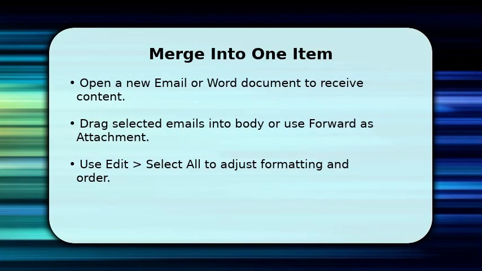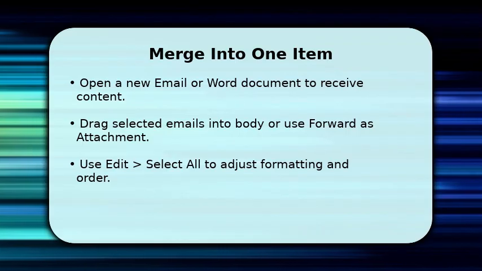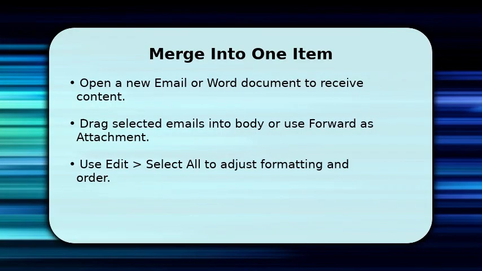Now merge content. Open a new email or a blank Word doc as the destination. Drag the selected messages into the body to inline text, or choose forward as attachment if you need separate files. Dragging in preserves inline text and images, but may require reformatting.